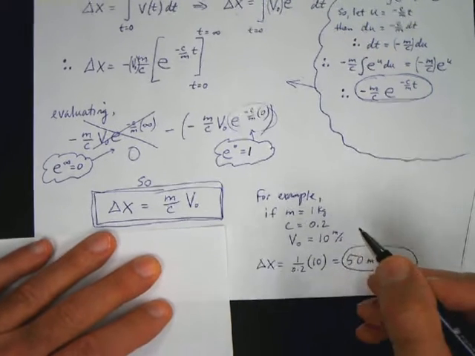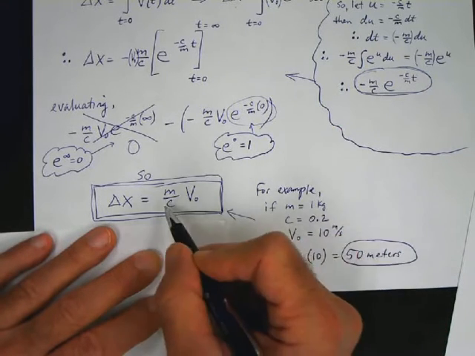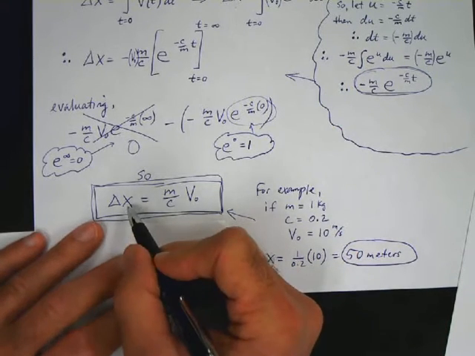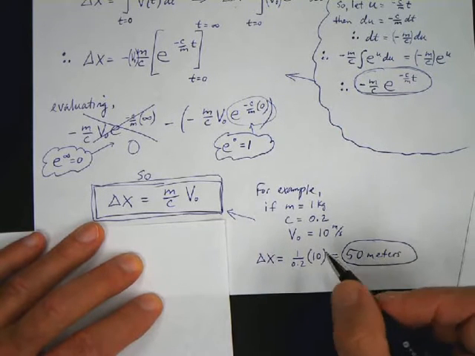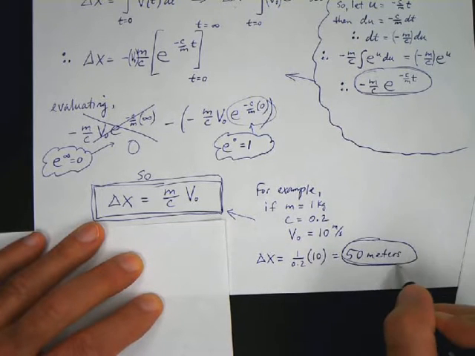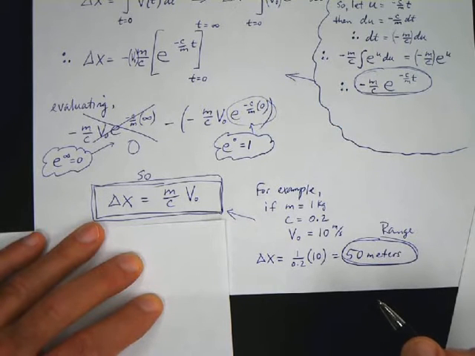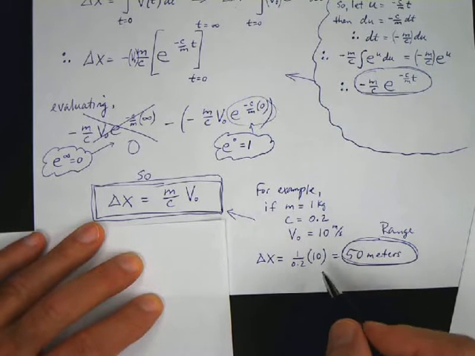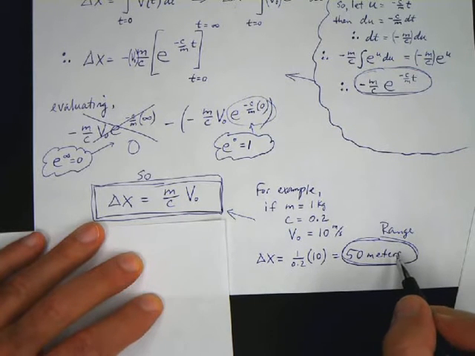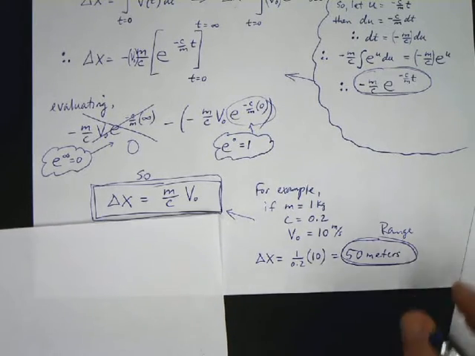Okay? So that's a little bit of hairy math for people who haven't been doing integrals for very long. Let me give you an example of how we can get a numerical answer if we were given some numbers to begin with. Let's say the mass of the ball again is 1 kilogram. The drag coefficient is 0.2. Starting velocity is 10 meters per second. If we substitute these values into this general formula, where this is the range, we get 1 over 0.2 times 10. That's 50 meters of range.